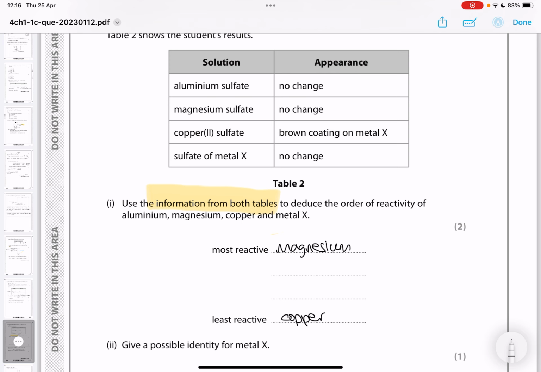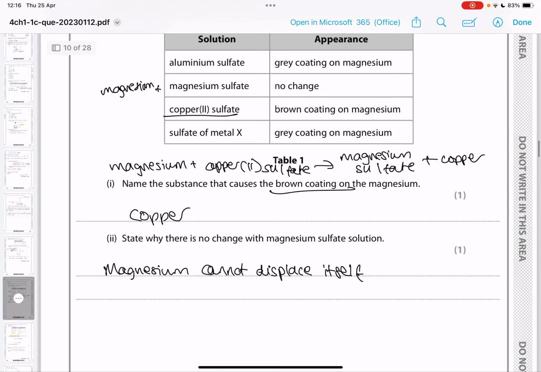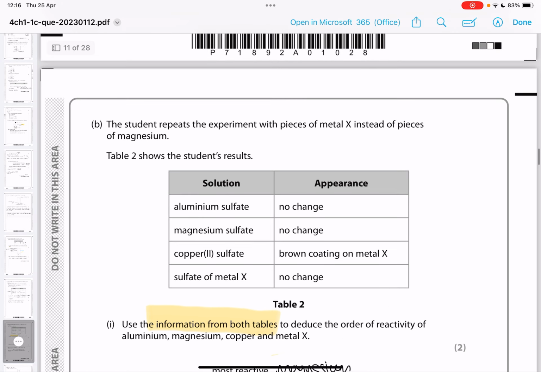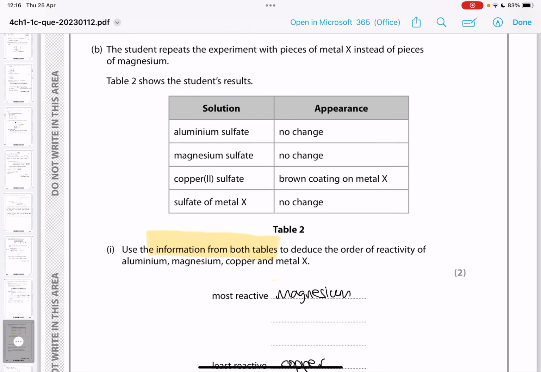Now we have aluminium and metal X left. Aluminium doesn't change in reaction 2, but it changes in reaction 1. This shows that aluminium is going to be the next most reactive, because aluminium is more reactive than metal X. We can just use table 2 to deduce the order of reactivity. We've got aluminium and metal X, and aluminium has no change. So clearly aluminium is more reactive than metal X because it can't be displaced by metal X. Aluminium, and this has to be metal X.